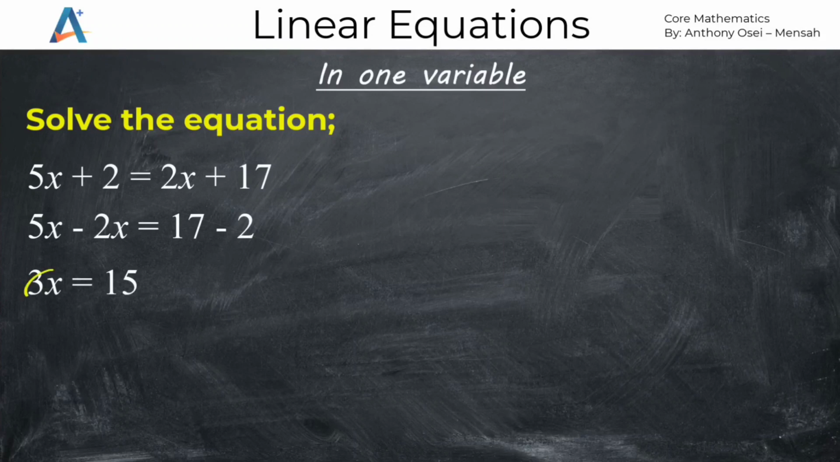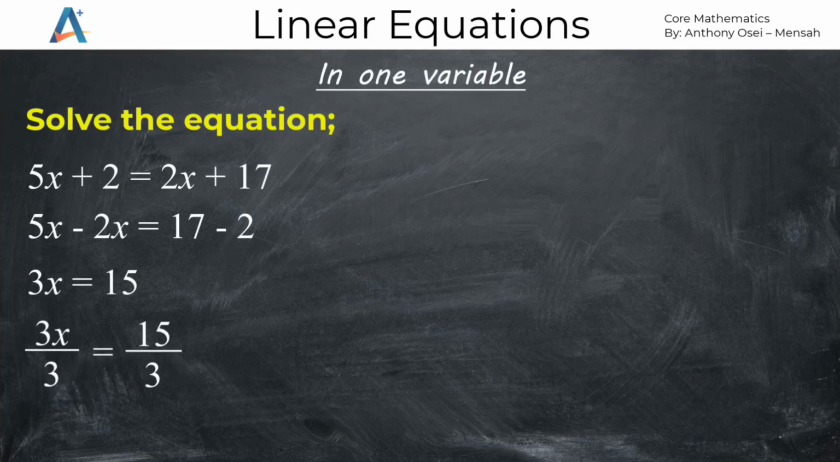What is the meaning? 3 is multiplied by x, of course, so 3 becomes the coefficient of x. We want x to stand alone, and since they are multiplied, we have to divide them to make x stand alone. So it will become 3x is equal to 15.